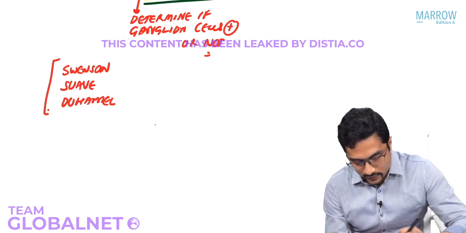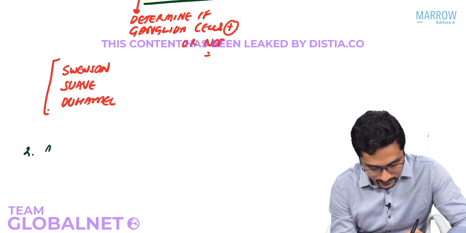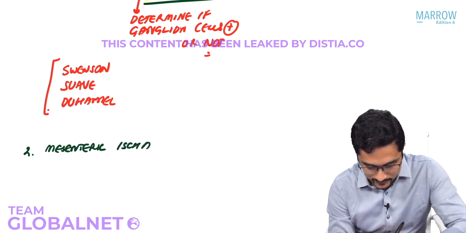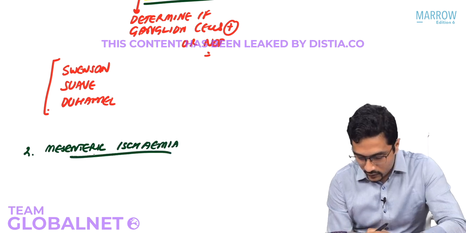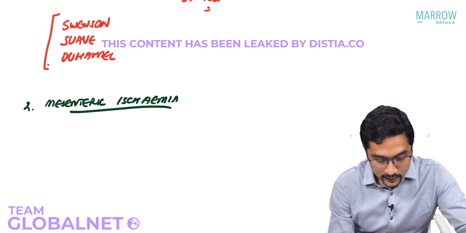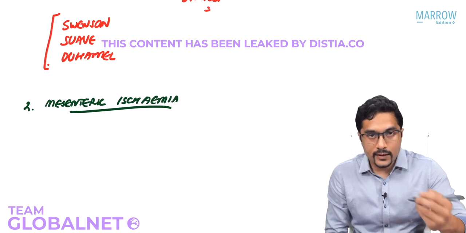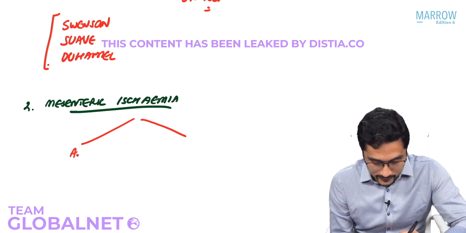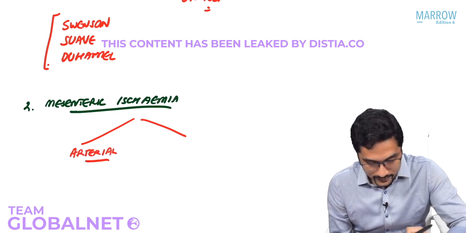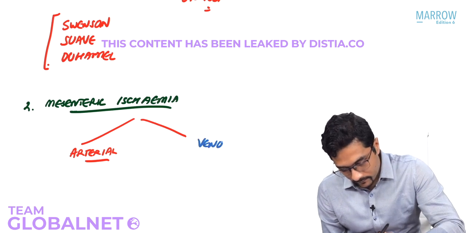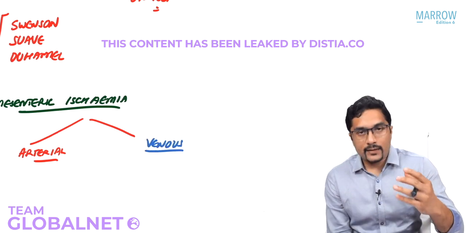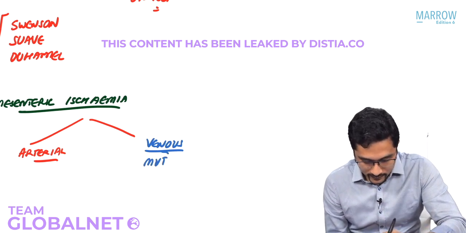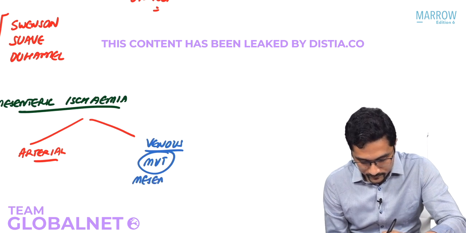The second condition which we need to talk about is mesenteric ischemia. And mesenteric ischemia was asked in this year's INI CET exam as well. So a very important topic which you should know about. Now mesenteric ischemia, the first division can either be into arterial or it can be venous. So arterial is the main one, but let's just finish venous and then we'll move on to arterial. This is MVT, mesenteric venous thrombosis.